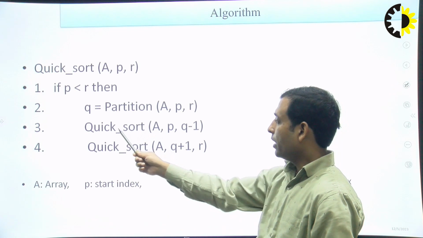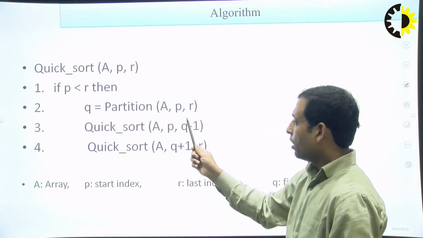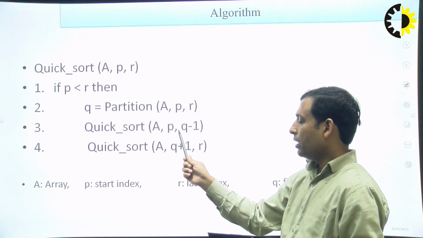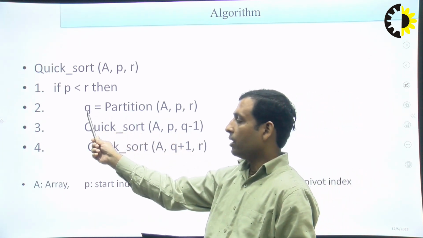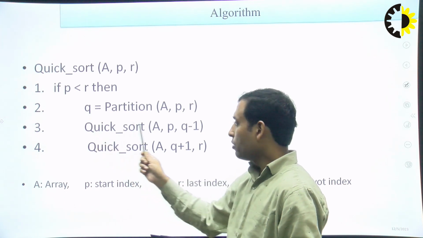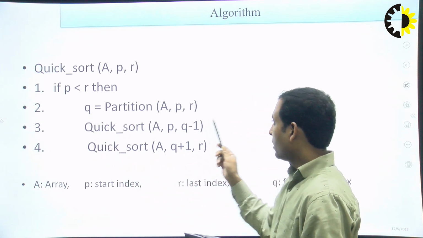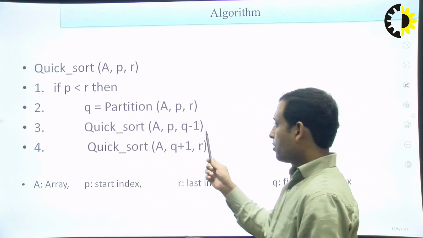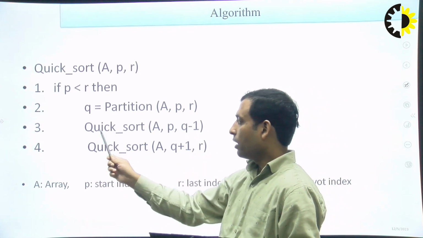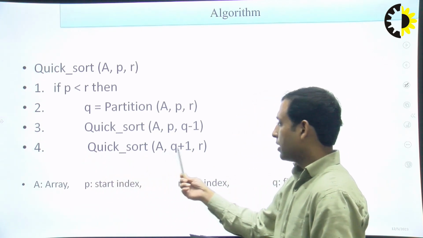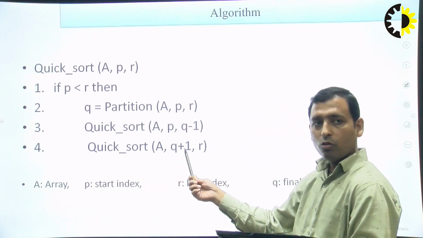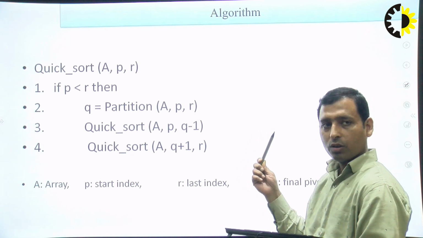Again apply the quicksort algorithm on the array A, starting with P and ending with Q minus 1, because the pivot element lies at the Q location. So the Q minus 1 location is the last location for the first half, and we will perform quicksort on the first half, and the same quicksort on the second half. The second half starts from the Q plus 1 position up to the R position.